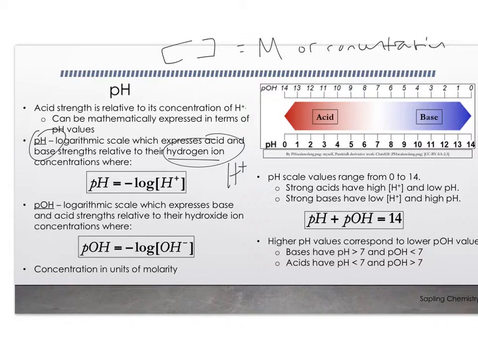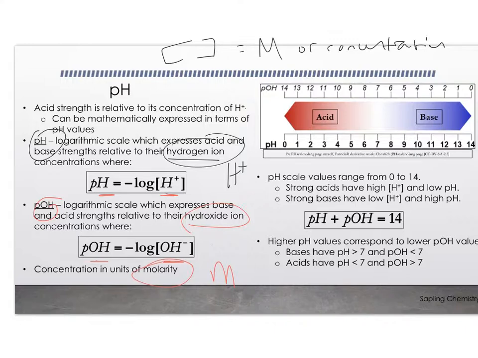The pOH is the logarithmic scale that expresses base and acid strengths relative to their hydroxide ion concentration. So the pOH is based on the OH- ion, so you've got to keep those straight. And again, the brackets are going to relate to molarity, so if you see the capital M, you're talking about the concentration of those ions.